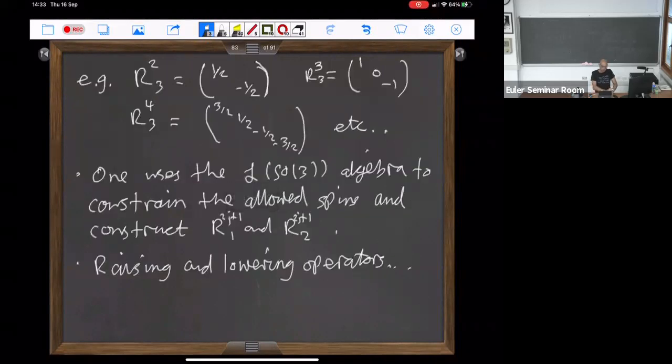So for example, if I take the first non-zero half integer, which is a half, I get that in the two-dimensional representation, T3 is represented by the diagonal matrix 1/2, minus 1/2.